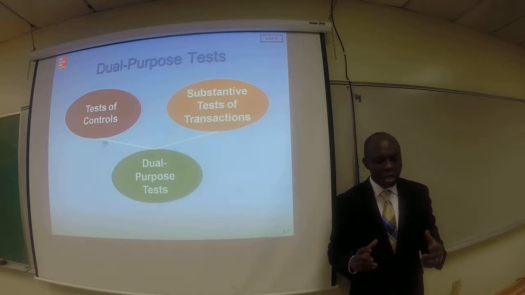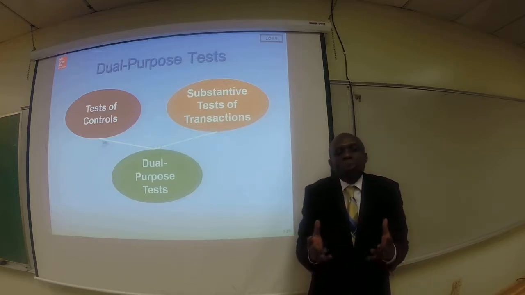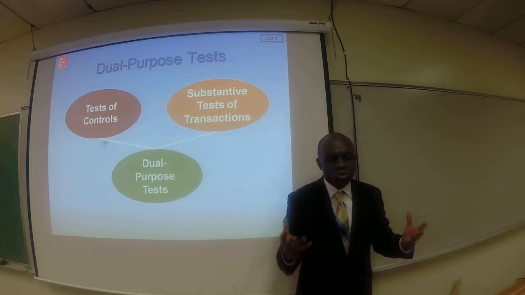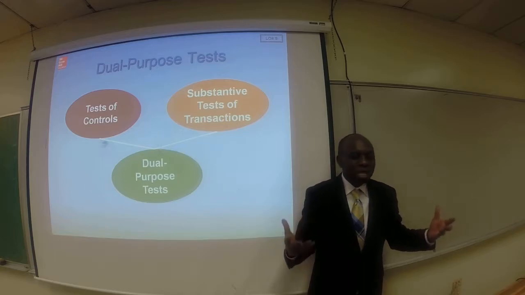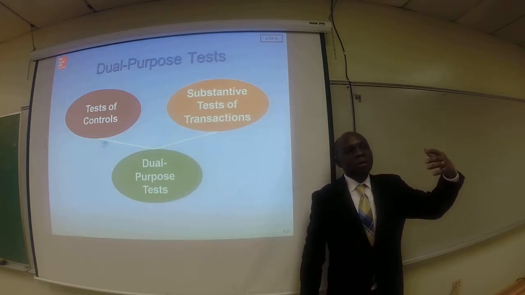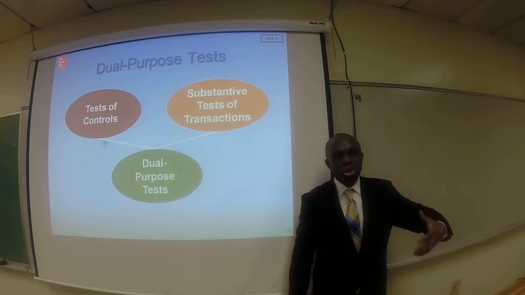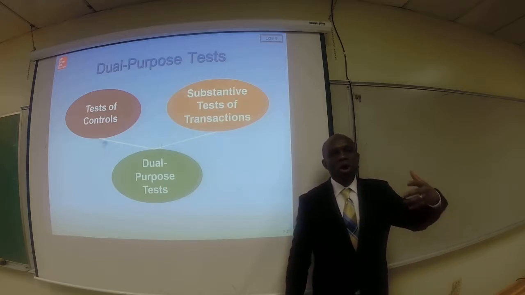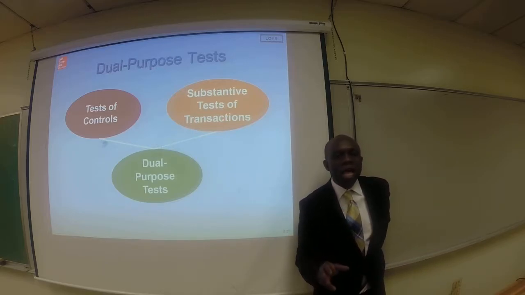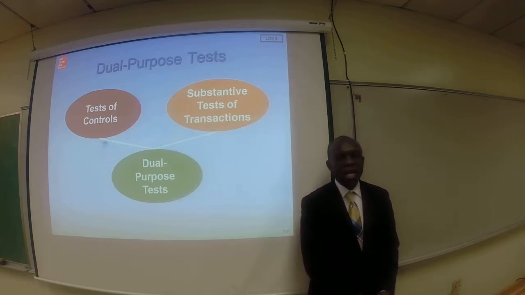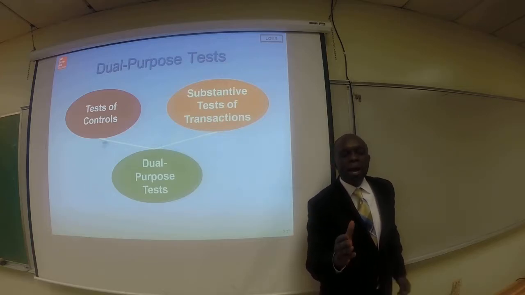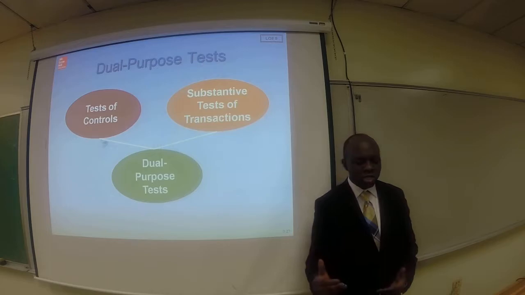So when we talk about a dual purpose test, we are talking about a situation whereby a test of control and a substantive test of transactions can be done simultaneously. So what does that mean? Remember, we talk about tests of controls. You are performing some audit procedures to test the effectiveness of the design and operation of internal control. During the process of doing that, it is also likely that you can embark on some substantive tests of transactions as well.